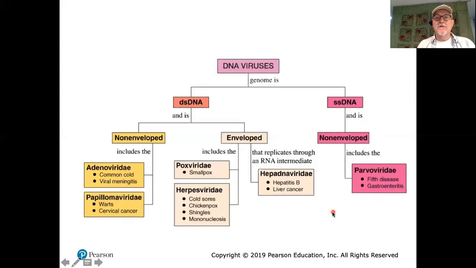I'll also mention that what they have not included here are a very large group of DNA viruses, which are bacteriophages, which we'll mention in a minute. The viruses here are only those which concern human beings and other vertebrates.